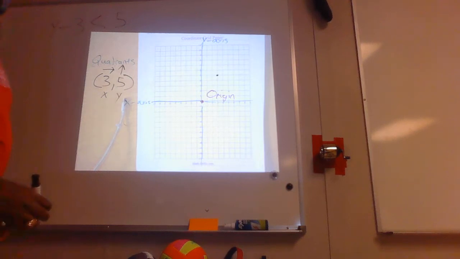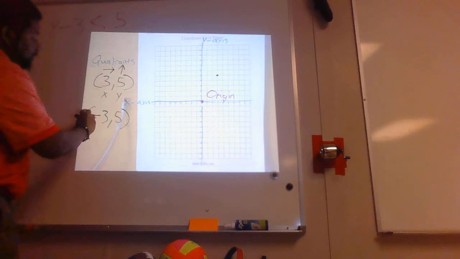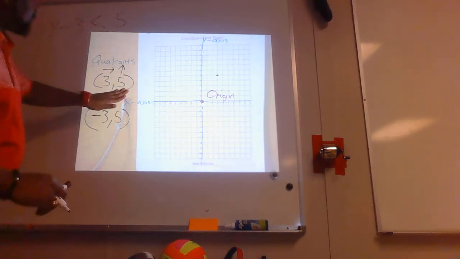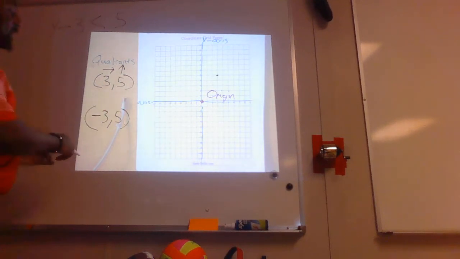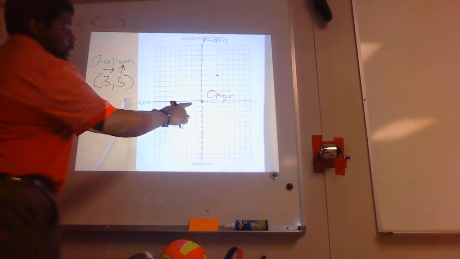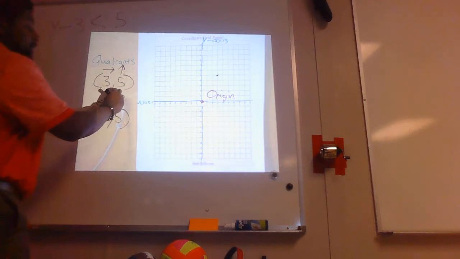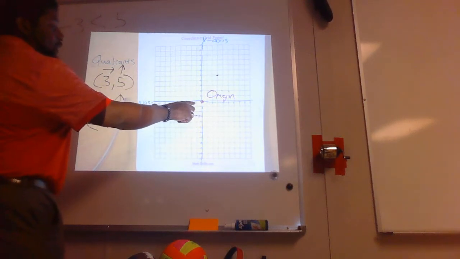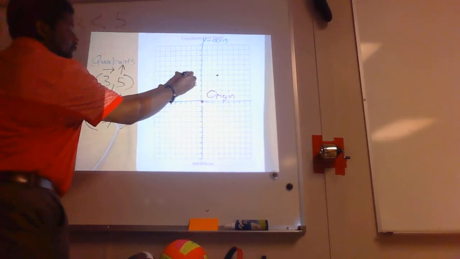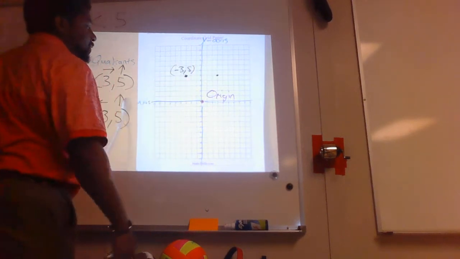What if I had a negative number instead? What if I had negative 3, 5? So y'all, since the first number tells us which way to go on the x-axis, this one is negative 3. So negative 3 takes us to the left 3 spaces. Since this is still a positive 5, it would still take me up, so negative 1, 2, 3, up 1, 2, 3, 4, 5. Negative 3, 5 is right here.